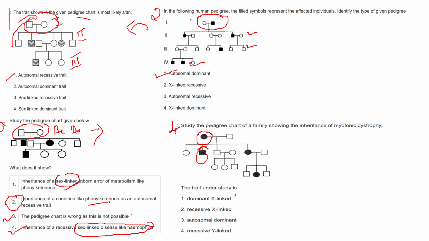So here X-linked is ruled out. Right? X-linked is ruled out. Recessive Y-linked is also ruled out because it is not seen only from father to son. So what will be the option? The option will be the third one, autosomal dominant trait.